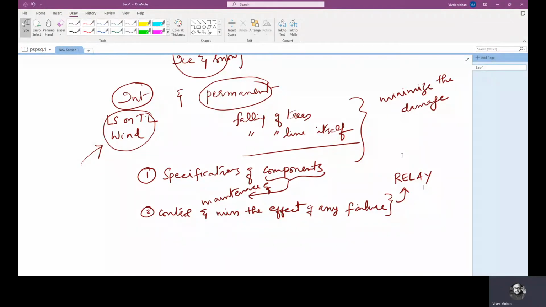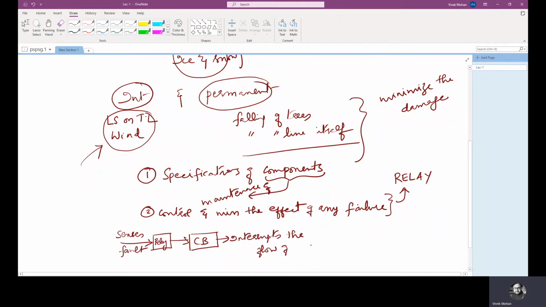Relays locate faults and trip the circuit breakers. So basically the circuit breakers interrupt the flow of current to the defective component, thereby isolating it. So the relay is the one that senses the fault, then it gives a trip signal to the circuit breaker. The circuit breaker interrupts the flow of current.